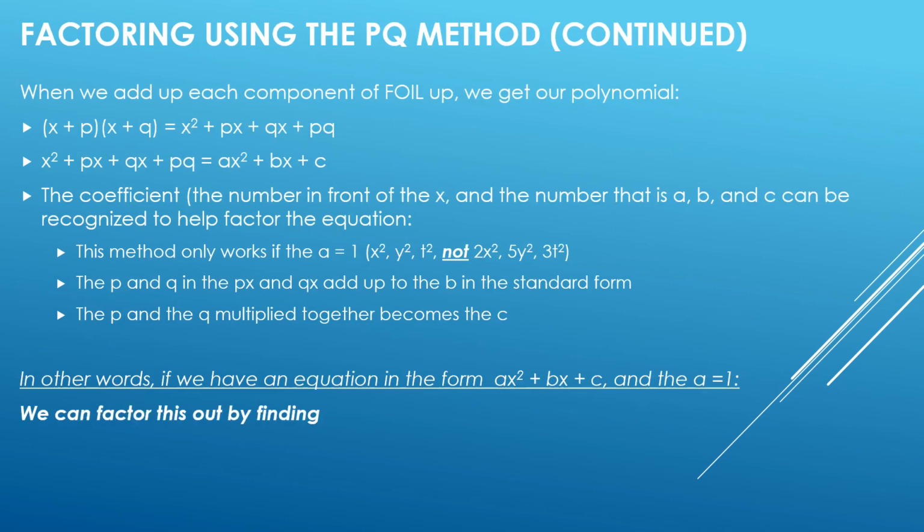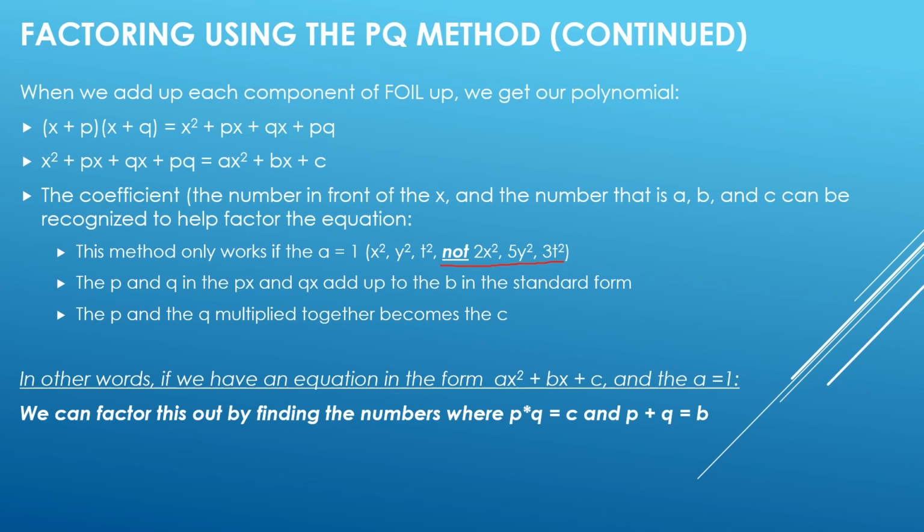Because if we can find the p and the q, we can find out our x-intercepts. Now, before we go any farther, we should know that the a in front of the x squared, y squared, t squared, the squared component, can only be a 1. It can't be 2x squared, 5x squared, 3t squared.